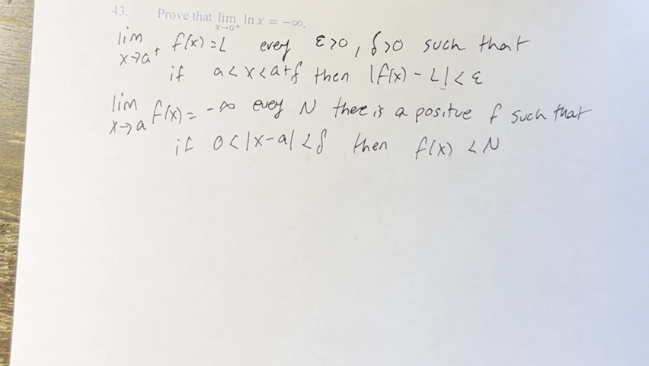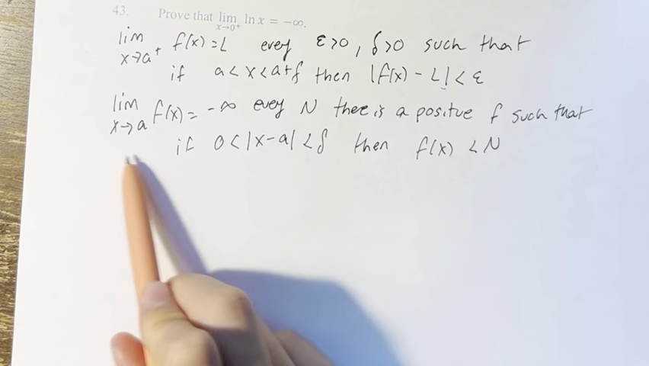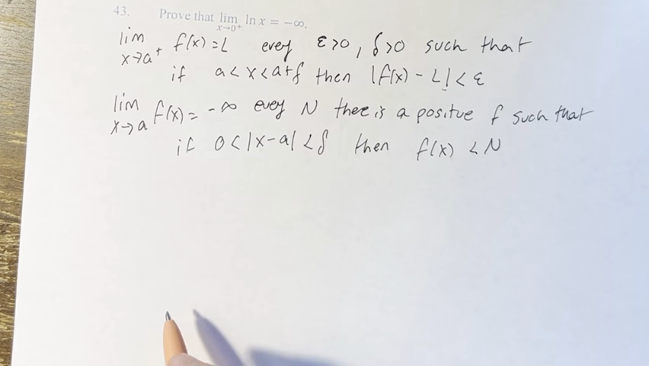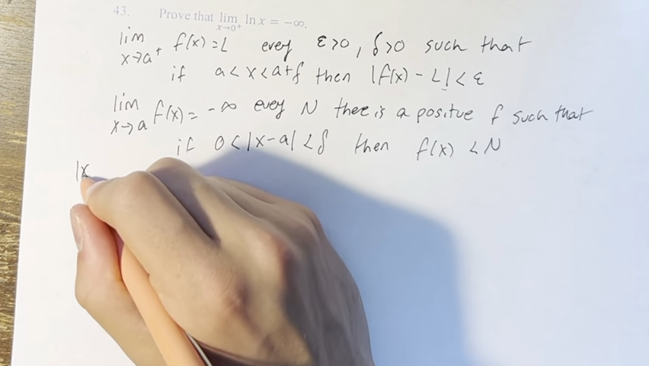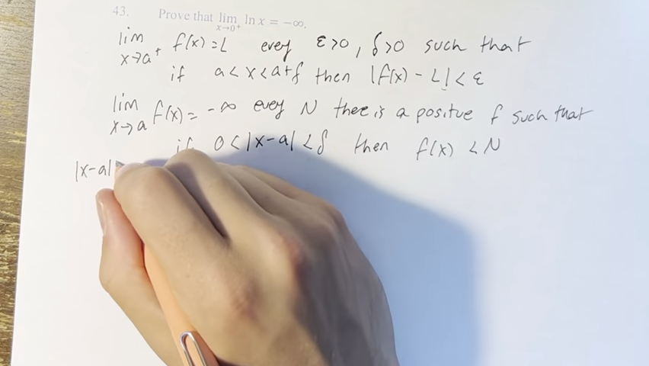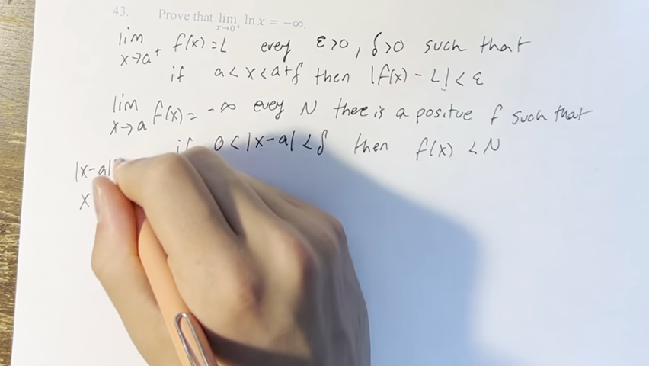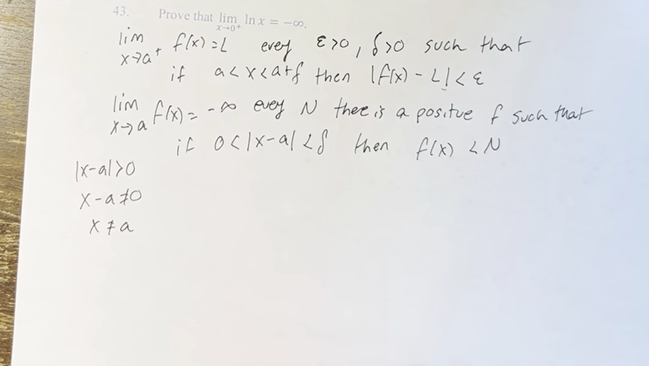And so the way we do this is we look at, first of all, the infinite limit, since that's what we're actually dealing with. And we say, okay, if we have 0 is less than the absolute value of x minus a is less than delta, first of all, we say that the absolute value of x minus a is greater than 0. What does this actually mean? This means that x minus a is not equal to 0, since we already exclude negative numbers by the fact that it's an absolute value, and therefore x is not equal to a.